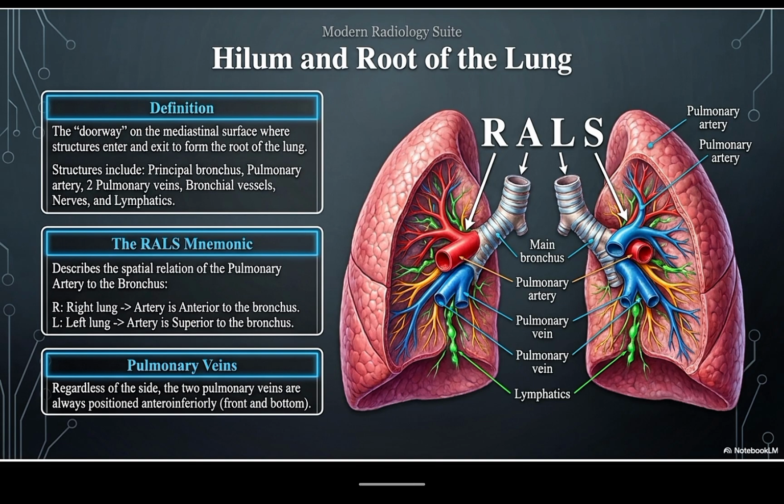So let's talk about the hilum and the roots of the lungs. When you hear the word hilum, what comes into your mind? The hilum is where lympho-neurovascular structures enter and exit the lungs. The hilum is just like a doorway in the mediastinal surface. The mediastinal surface is the surface of the lung facing the heart. So the surface of the lung facing the heart has a hilum.